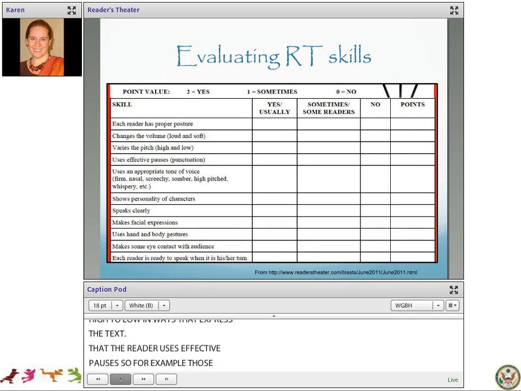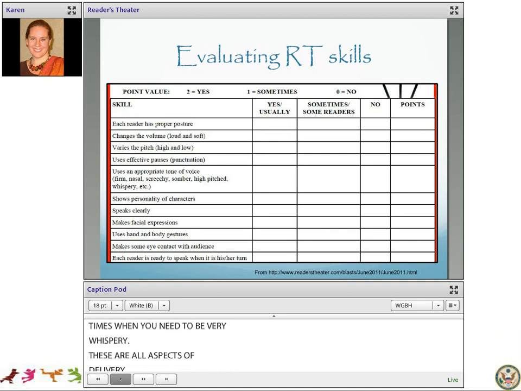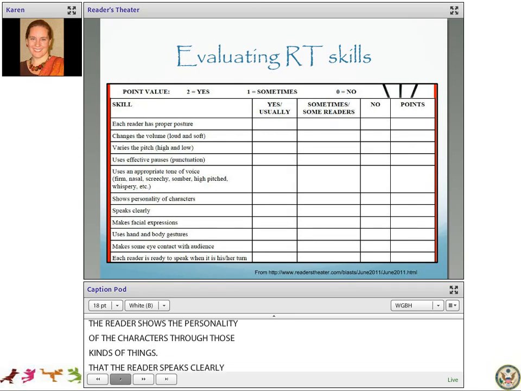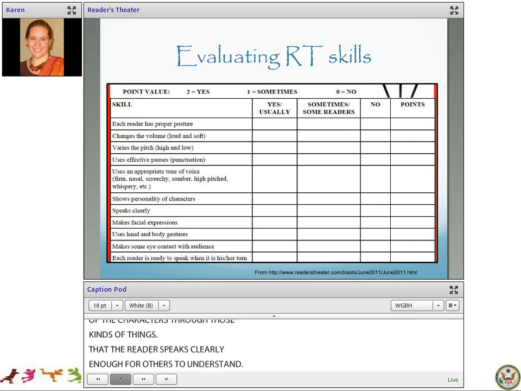And that the reader uses appropriate tone of voice. So there may be certain moments where you need to use a very high-pitched voice, and other times when it needs to be very whispery. These would all be aspects of delivery. That the reader shows the personality of the characters through those kinds of things. That the reader speaks clearly enough for others to understand. That the reader makes facial expressions, uses hand and body gestures. This is, of course, if this is something you've taught, and makes some eye contact with the audience.